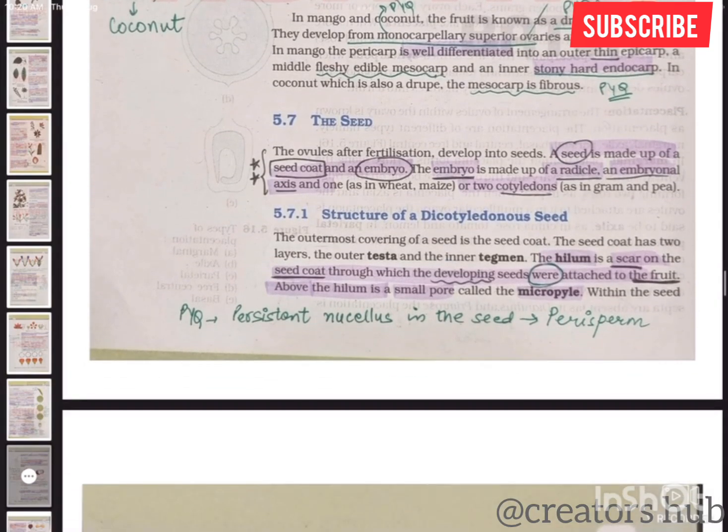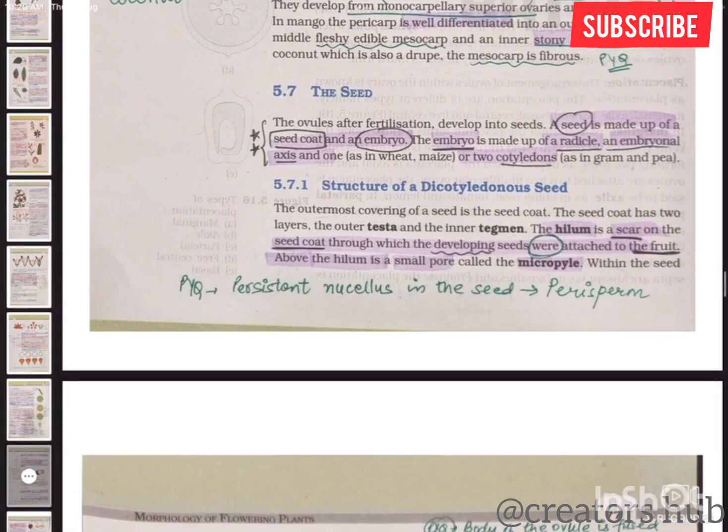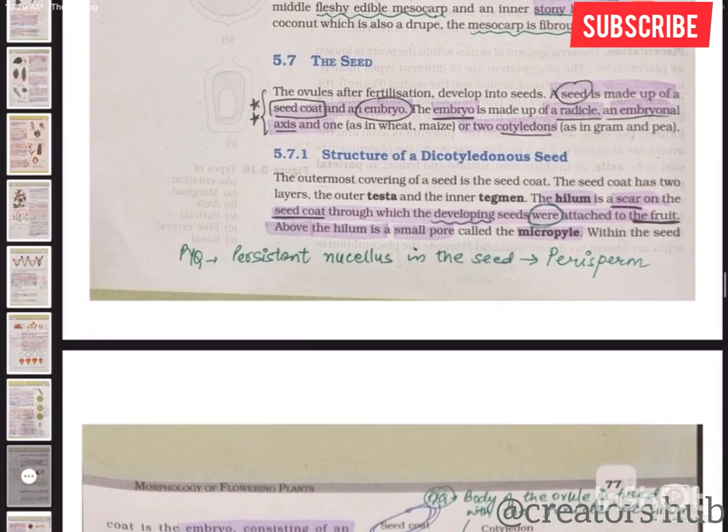The seed. The ovules after fertilization develop into seed. The seed is made up of seed coat and an embryo. The embryo is made up of a radicle and an embryonal axis and one cotyledon, as in wheat or maize, or two cotyledons, as in gram and pea.